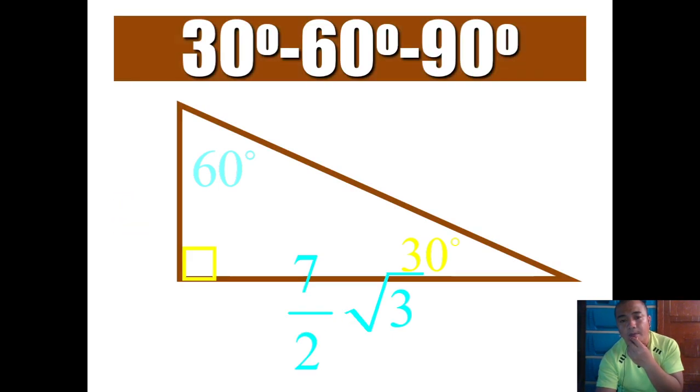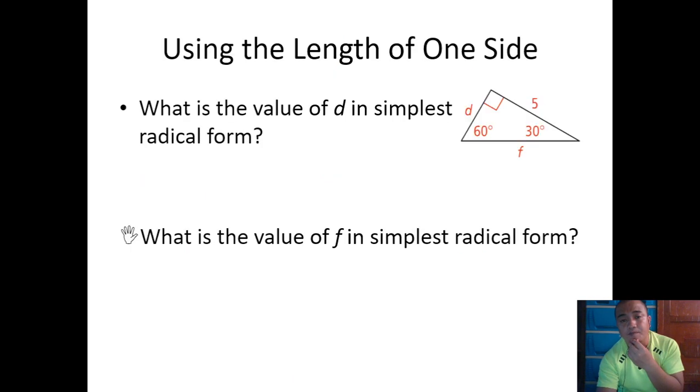Right? Now, the length of the longer leg is 7 halves square root of 3. That means the length of the shorter leg is 7 halves. And 7 halves times 2 is 7. 7 halves, and 7 for this one.